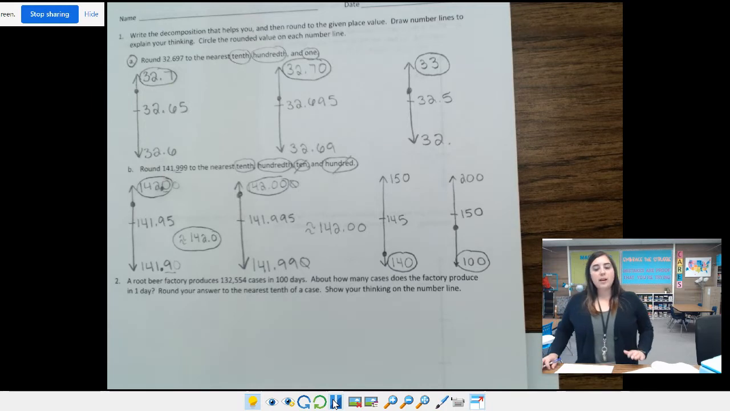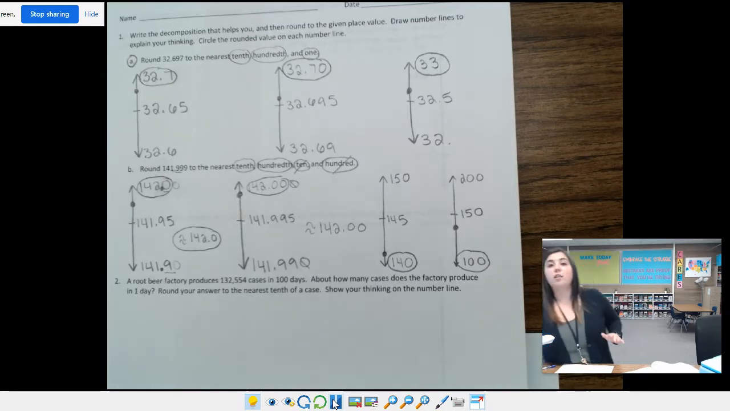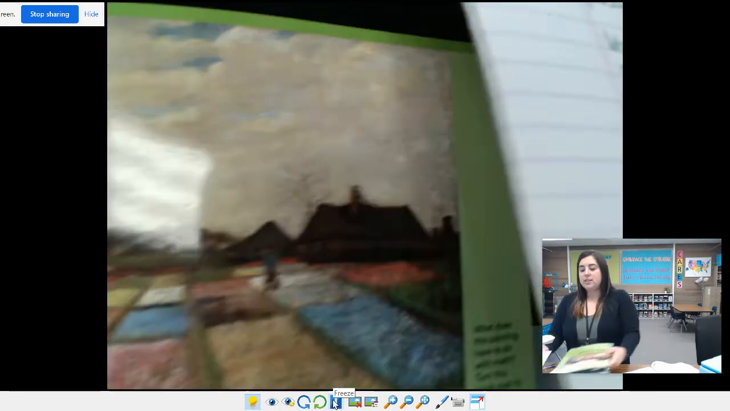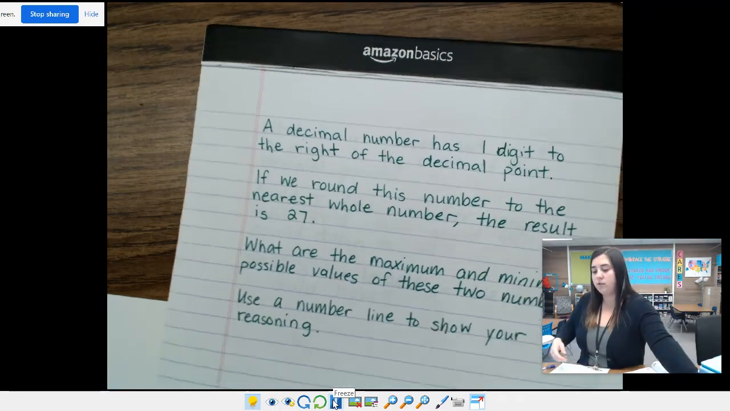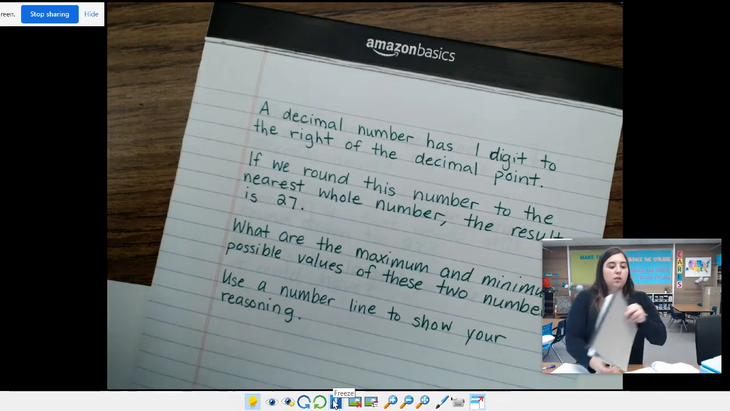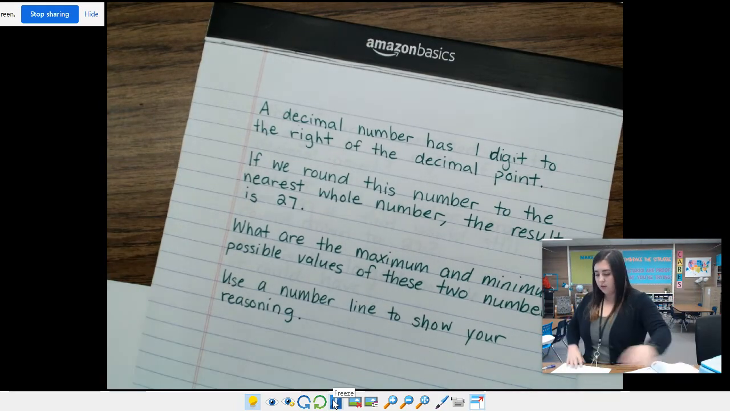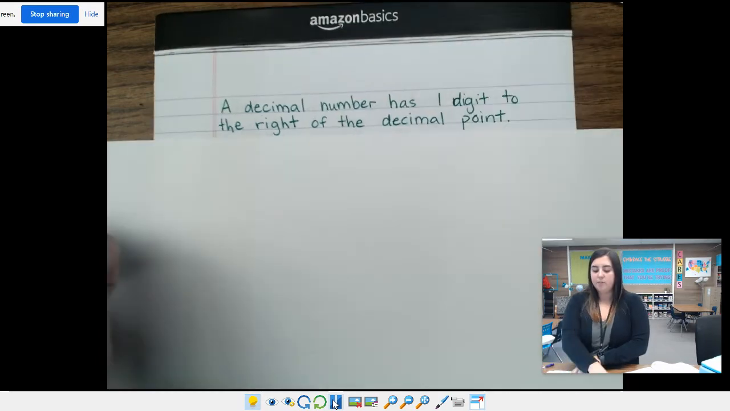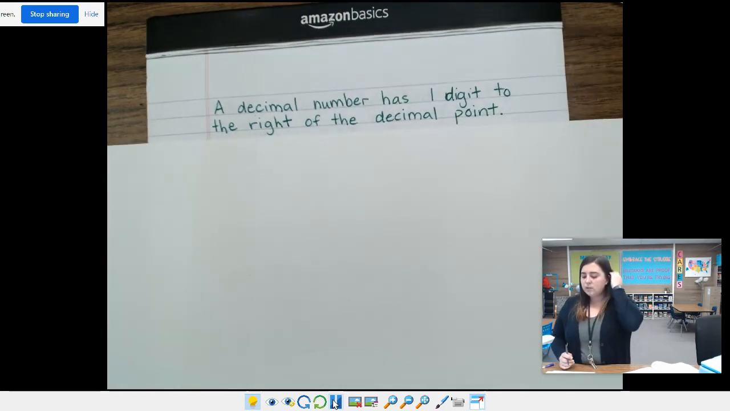Okay, we have one last problem we're going to do together, and I love this problem. This is the math nerd in me. Let's solve these together. So I wrote it out. There we go. There's kind of a lot to it, so hang in there with me. A decimal number has one digit to the right of the decimal point. Let's think about what that means.